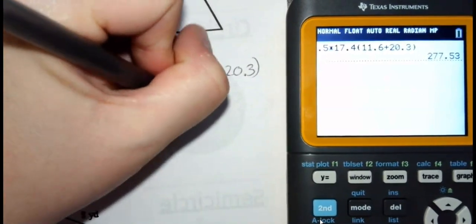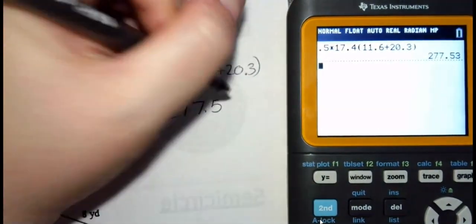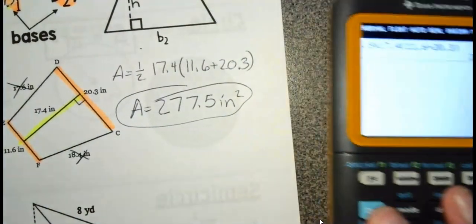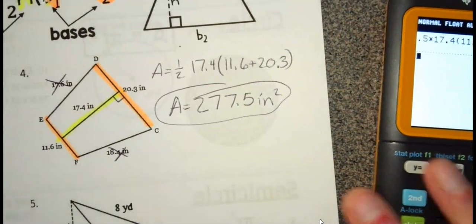I'm going to do 277.5 instead of 5.3 because it's going to count it wrong if you do 5.3. Okay. Hopefully feeling okay.